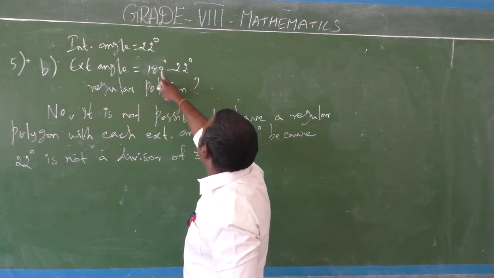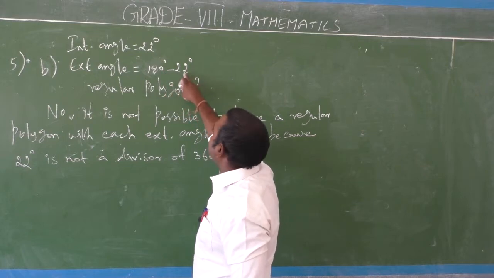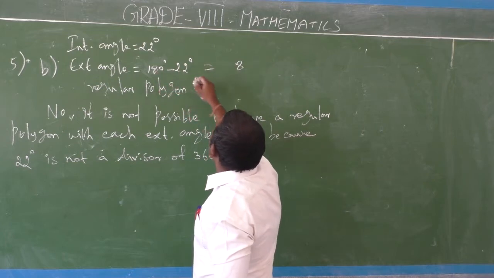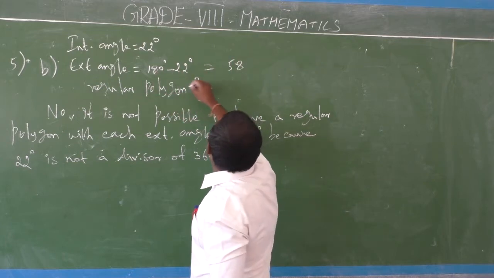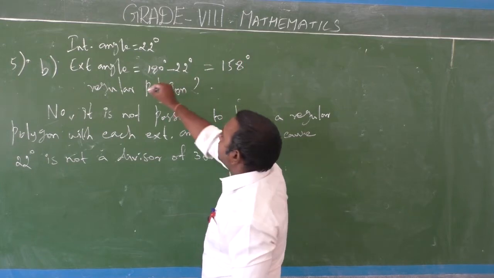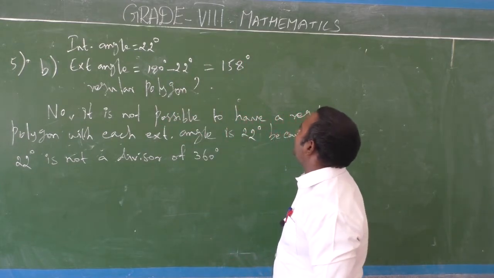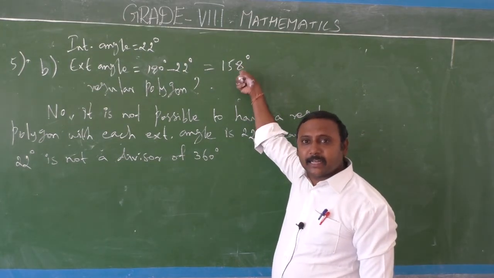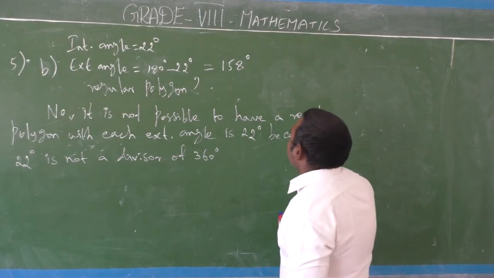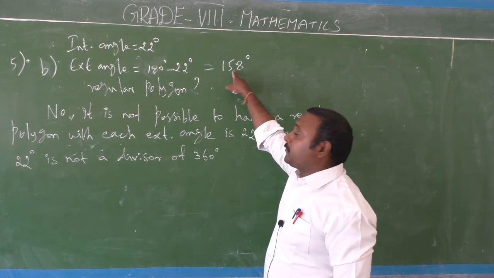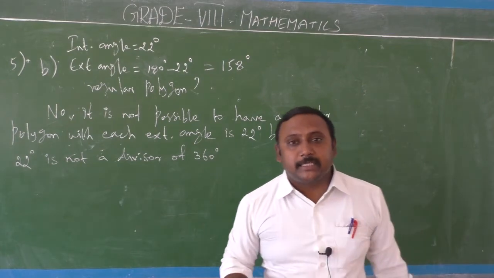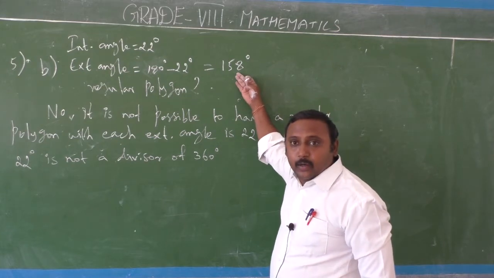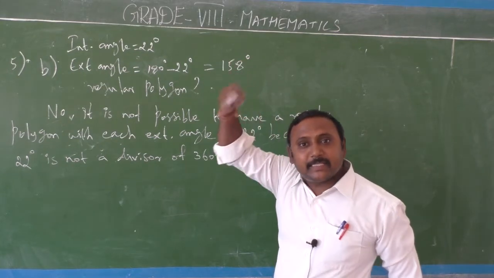So the exterior angle is equal to 180 degrees minus the interior angle. 10 minus 2 is 8, 7 minus 2 is 5, then 1. So 158 degrees. The exterior angle is equal to 158 degrees. Is it a regular polygon or not? By the same method, 158 should be a divisor of 360 degrees.